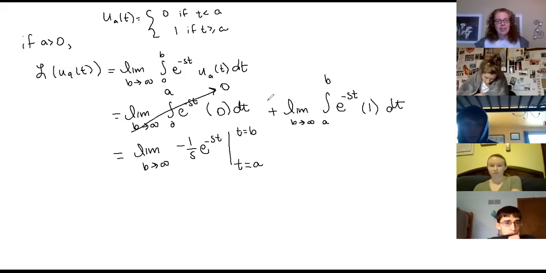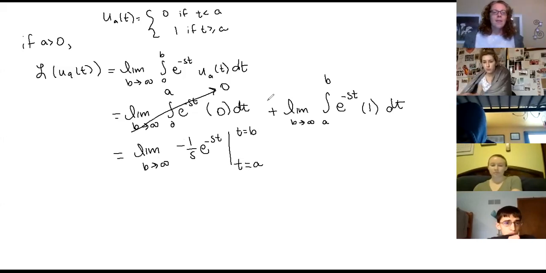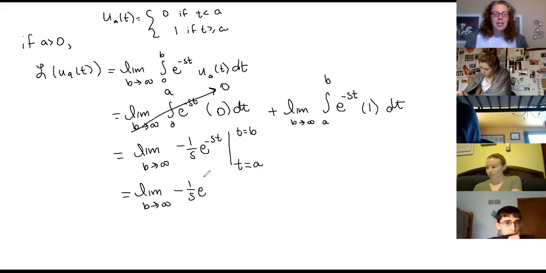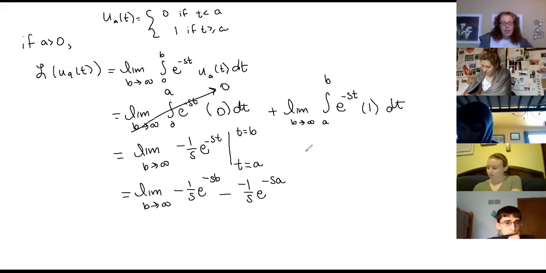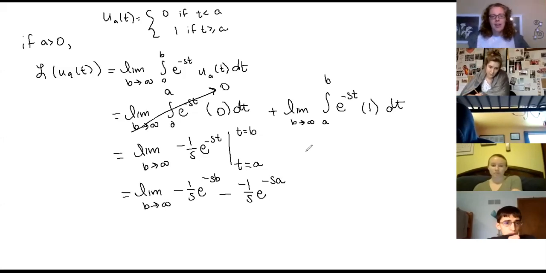But we got negative 1 over s, e to the negative st, and then we need to plug in our values. So limit as b goes to infinity, negative 1 over s, e to the negative s times b, minus negative 1 over s, e to the negative s times a. So I'm plugging in my values with my definite integral. I've got two minuses, so we can go ahead and make those into pluses. So two minuses will make me a plus.